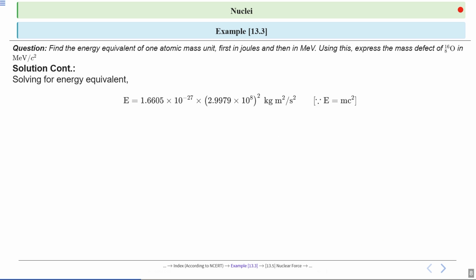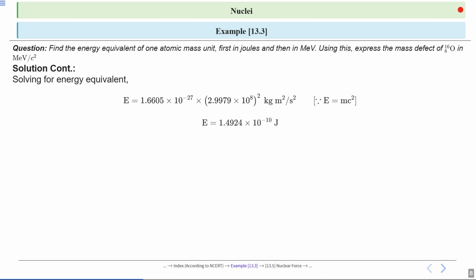To start, let's see the famous equation E equals mc squared. Here E is energy, m is mass, and c is the speed of light. We are plugging in the mass of one atomic mass unit, which is 1.6605 times 10 to the power of minus 27 kilograms, and the speed of light, which is 2.9979 times 10 to the power 8 meters per second. This calculation will give us the energy equivalent in joules.